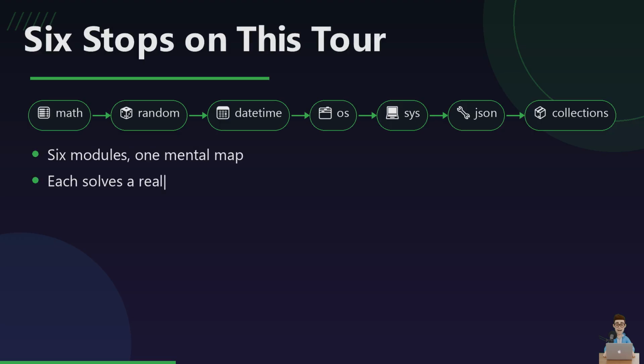Before we dive into any one of these, let's see the whole route so nothing feels random along the way. Math for numbers, random for chance, datetime for calendars, os for talking to the machine, json for saving structured data, and collections for smarter containers. By the end, you will know exactly which one to reach for and when.